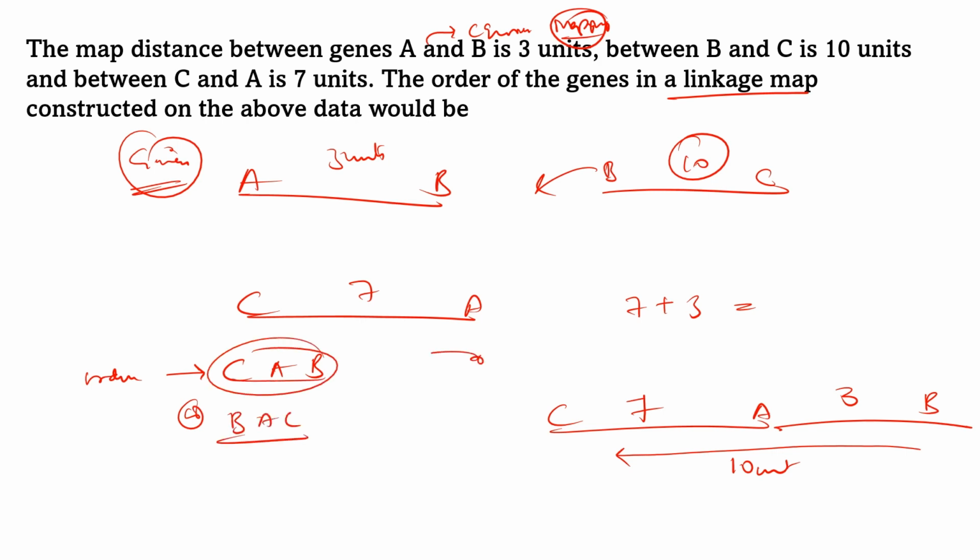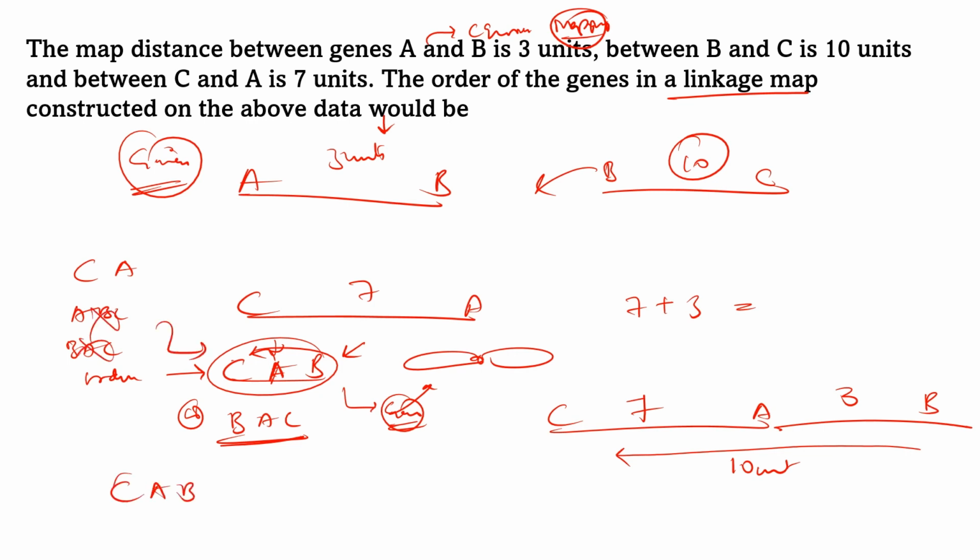We cannot exactly tell based on the recombination frequency whether it is BAC from the centromere or CAB from the centromere. For that we have to do gene sequencing. Only based on the recombination frequency can we tell which gene is located in the middle of the other two. So the order is CAB, that is, A is in the middle and C and B are at the extreme ends. Either it could be CAB or BAC. I hope this is clear. This is a simple mathematical calculation.